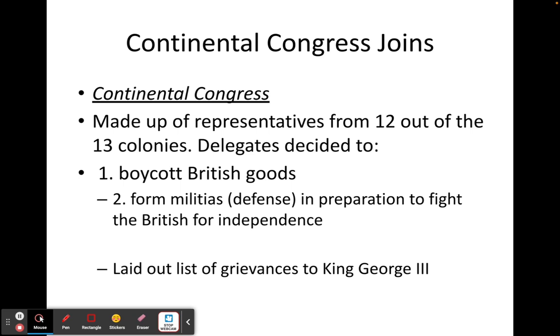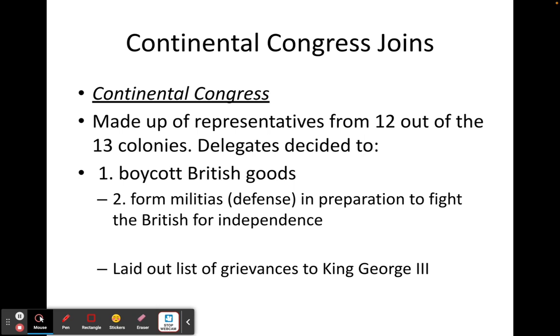So the major things they decide at the moment are, first things first, we're going to boycott British goods. We're going to form militias, which is a form of defense. There's no police officers, there's no military unless it's the British soldiers. So they're like, let's prepare in case we might need to fight for our independence. And then the last thing they do at the First Continental Congress is lay out a list of things that upset them to King George III.